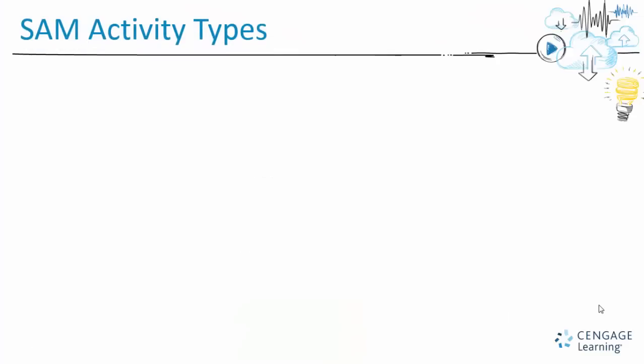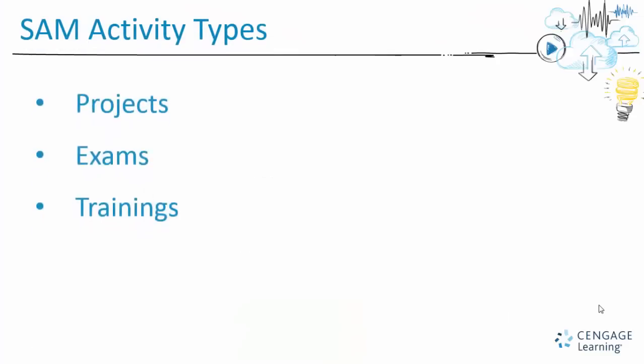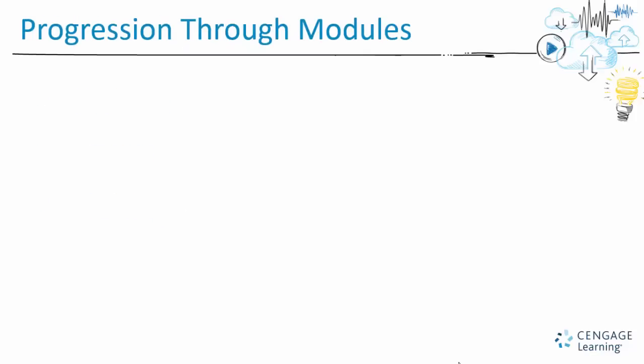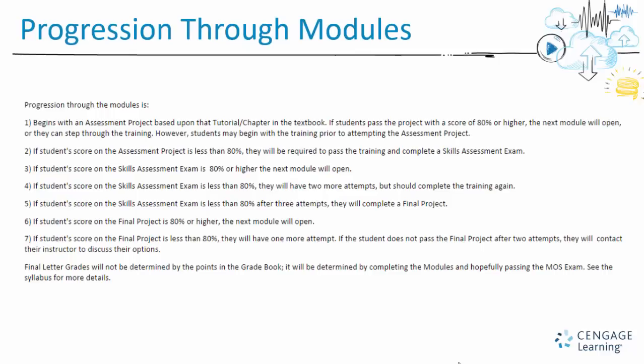So as a reminder, the 3 different types of activities you will encounter in SAM are projects, exams, and trainings. For the projects, you will need Microsoft Office. For the exams and trainings, you can complete them within an internet browser. The preferred browsers are Firefox and Chrome. Be sure to check your course for specific guidelines on the requirements to progress through your different modules.